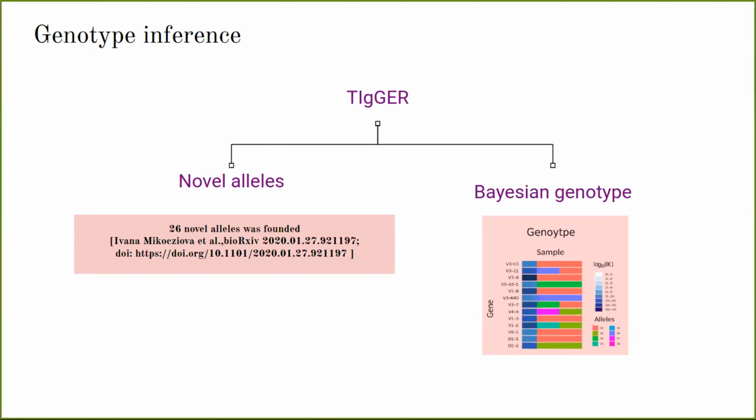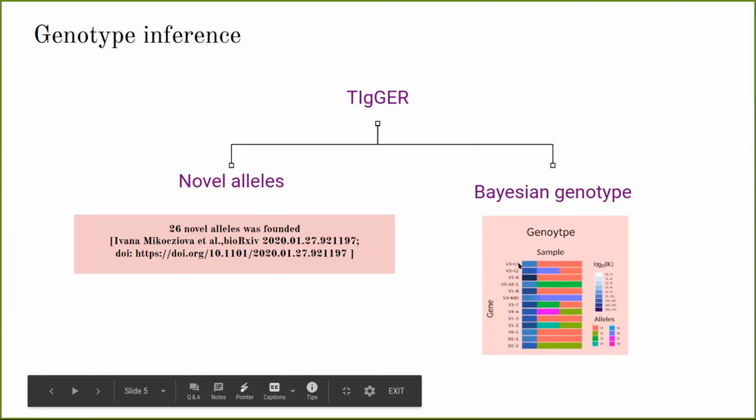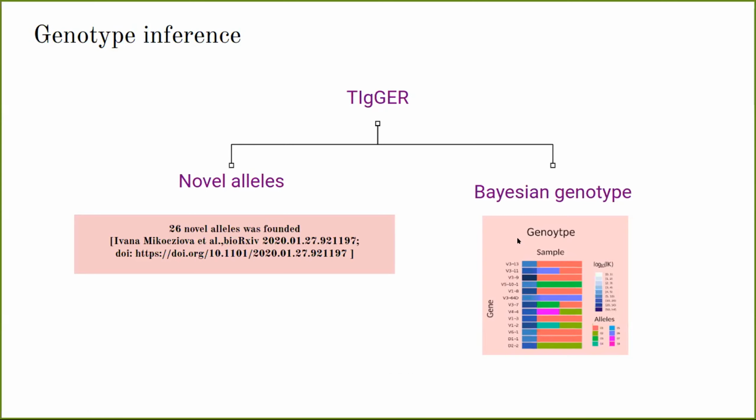What we like most about this new genotype inference is the confidence level that we acquire from using Bayesian statistics. Here on the right is a small representation of a genotype map, where each row represents a gene. Each color here represents a different allele, and the column here on the left represents our confidence level in each genotype inference.